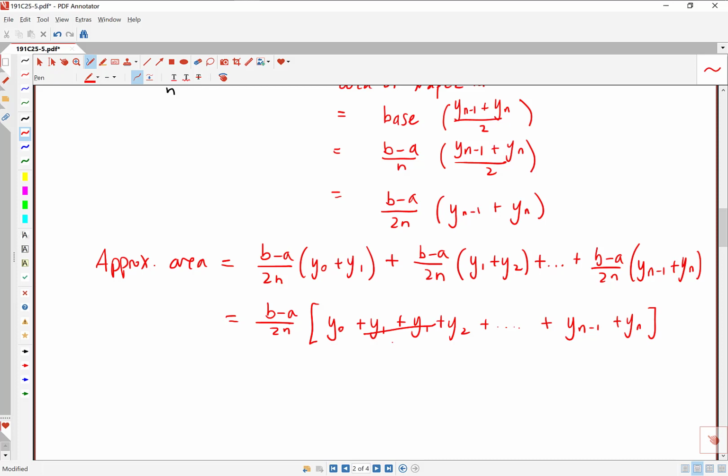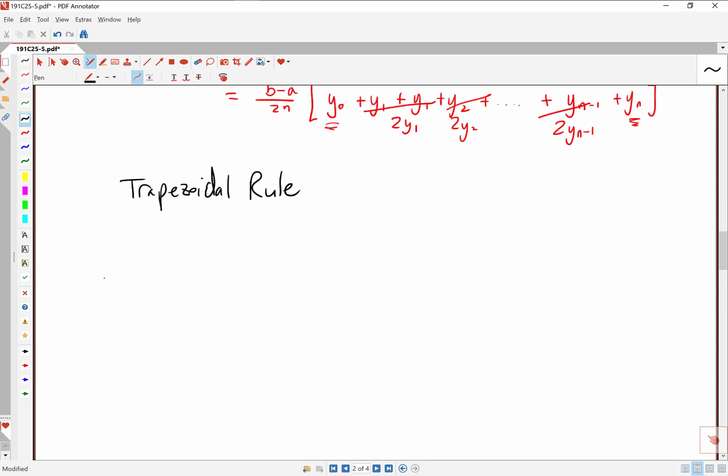You're going to have two y1s. You're going to have two y2s. And as we work our way across, the second last term, you're going to have two y sub n minus 1s. So all of these y's are going to have coefficient 2, except for the very first one and the very last one. So let's write down our trapezoidal rule.